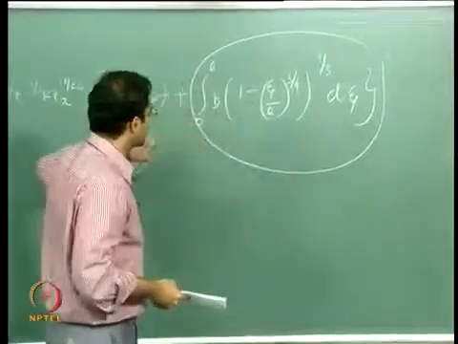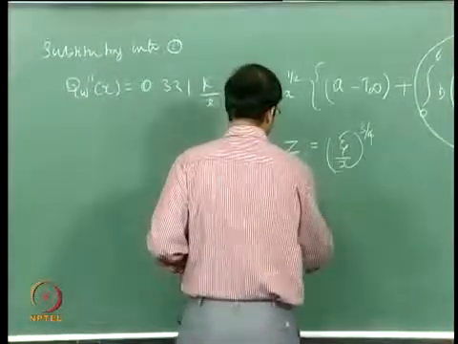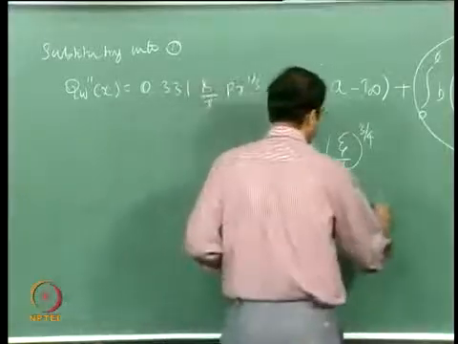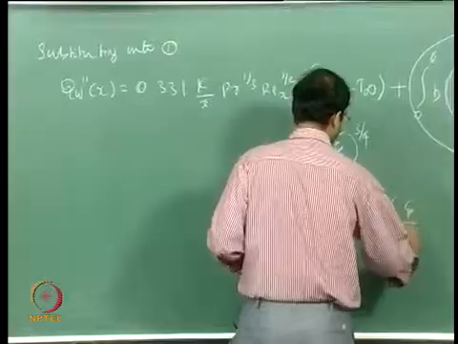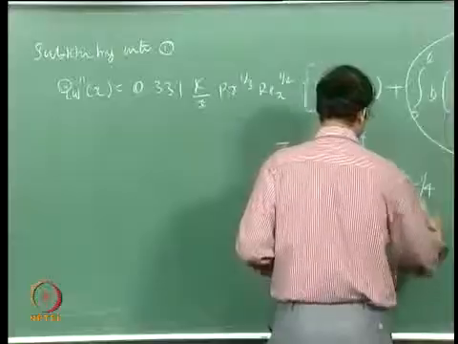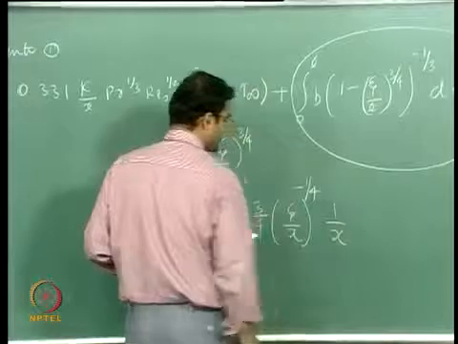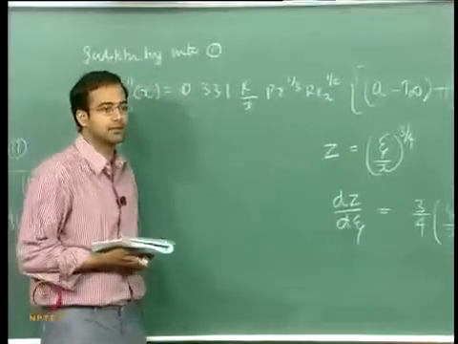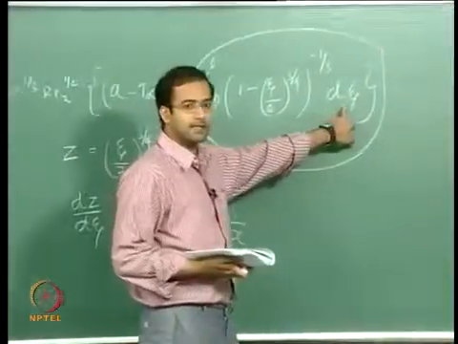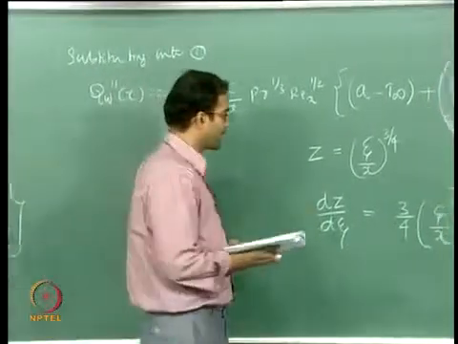So I am saying that zeta by x to the power 3 by 4 is equal to some other variable z. So therefore dz by d zeta should be equal to 3 by 4 zeta by x to the power 3 by 4 minus 1, which is minus 1 by 4, into, with respect to d zeta, x is a constant, so it will be 1 by x, right. So this is my derivative, okay. So therefore now I can substitute for d zeta in this integral in terms of dz, okay.